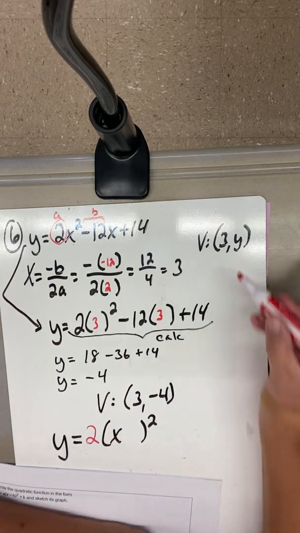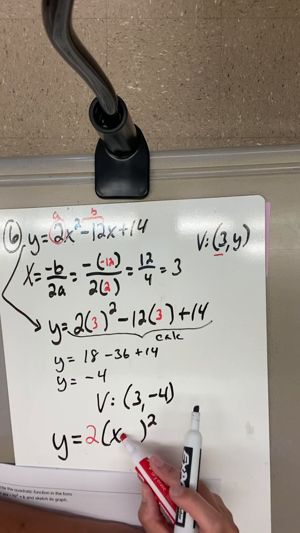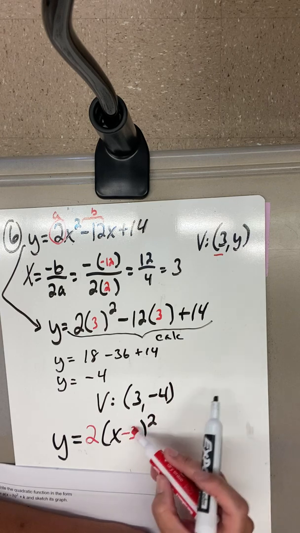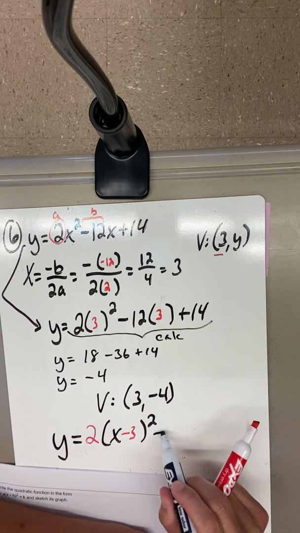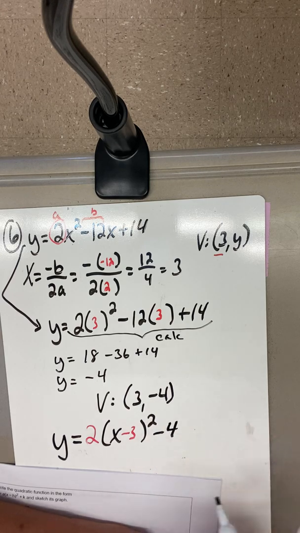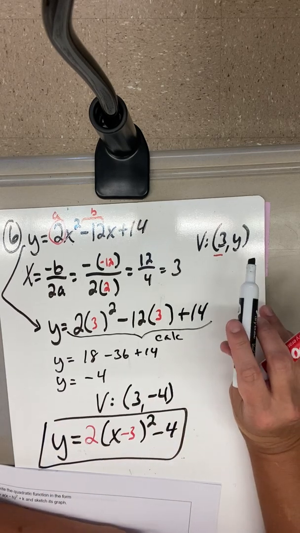Okay? Our x was 3. Now, we're not going to put 3 here because we're going in the parentheses. We're going to put minus 3. Remember, when you go in or out of the parentheses, you change signs. And then whatever y is goes at the end. You do not change signs there because you're not going in parentheses. This is the vertex form of this parabola.